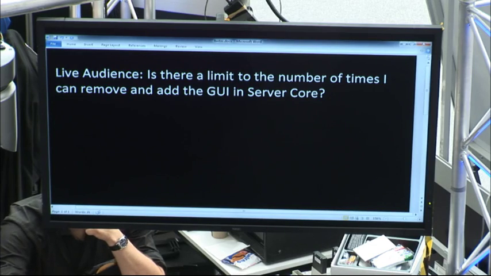Ask Jeffrey questions. Is there a limit to the number of times I can remove and add the GUI in Server Core? Just to make sure people are clear: in the past, you had Server Core, or you had what we called full server, and you chose, and if you got it wrong, you had to clean slate the machine and start over. Now you can have Server Core and convert it to full server or back again. There's also something in between called minimal server interface. We no longer call it full server; we call it what it is: a server with a GUI. You can take a server with a GUI and remove the shell and IE to minimize your patch surface.